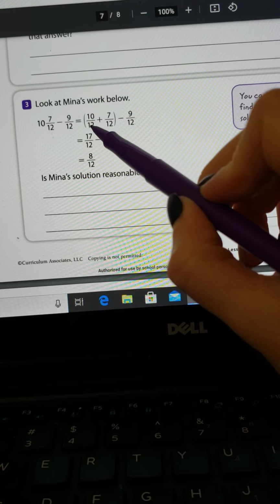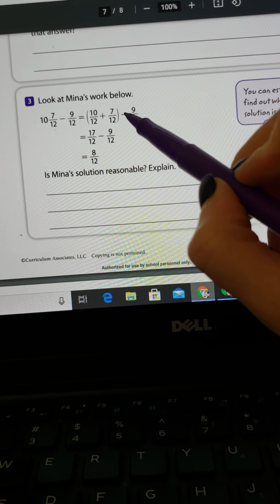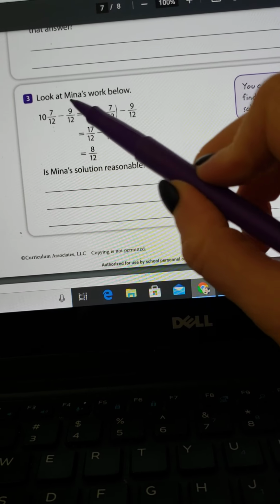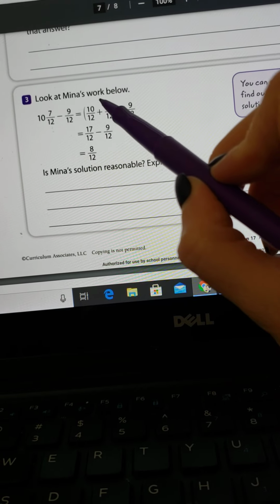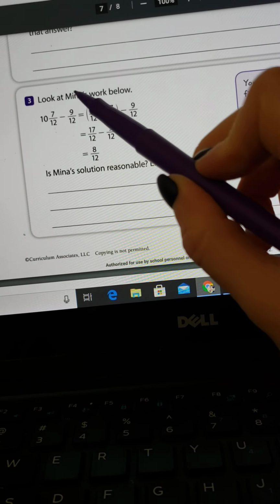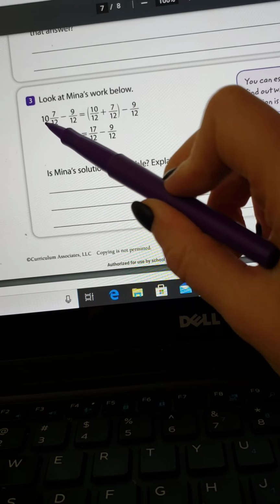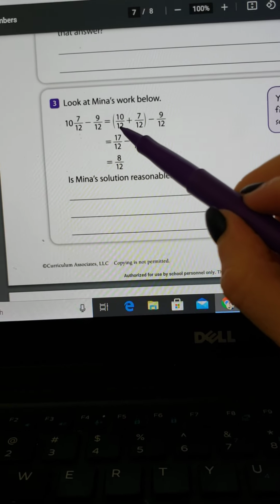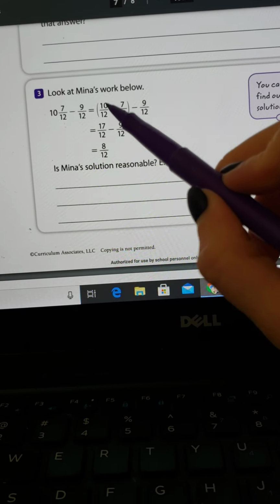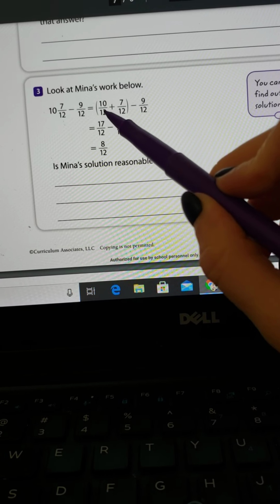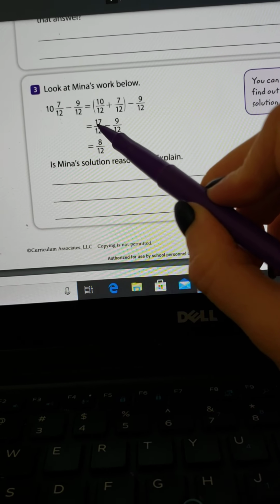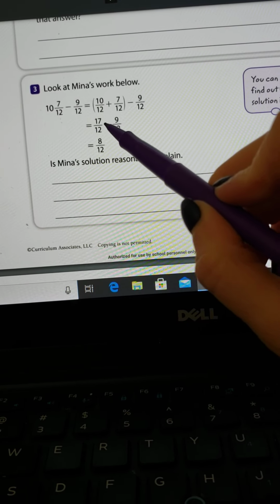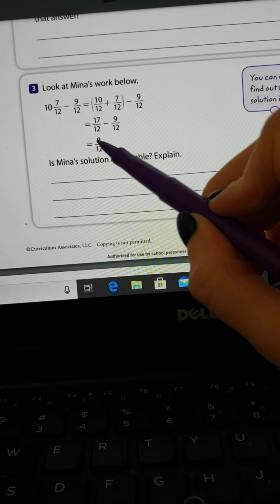So 10/12 plus 7/12 minus 9/12. Okay, so this minus 9/12 matches. Here's my 7/12. 10/12. Is that the same thing as 10 wholes? We'll come back to that. You think about it. Then what Mina has done, I should say, she's added what's in the parentheses. So 10 plus 7 would be 17/12. Then she brought down her subtracting the 9/12. And then she subtracted. 17 minus 9 equals 8/12.